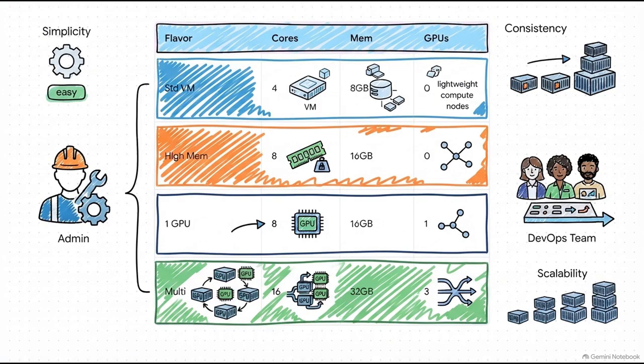Now, what's really interesting about this setup is how it simplifies literally everything for the end user. As an admin, you predefine these hardware resource combinations, which are known as flavors. So you might set up a standard VM with 4 cores, or maybe a massive multi-GPU container with 16 cores and 3 GPUs. By doing all this heavy lifting up front, your DevOps teams don't have to guess. They can effortlessly and, more importantly, consistently deploy the exact environments they need for their specific workloads without breaking a sweat.